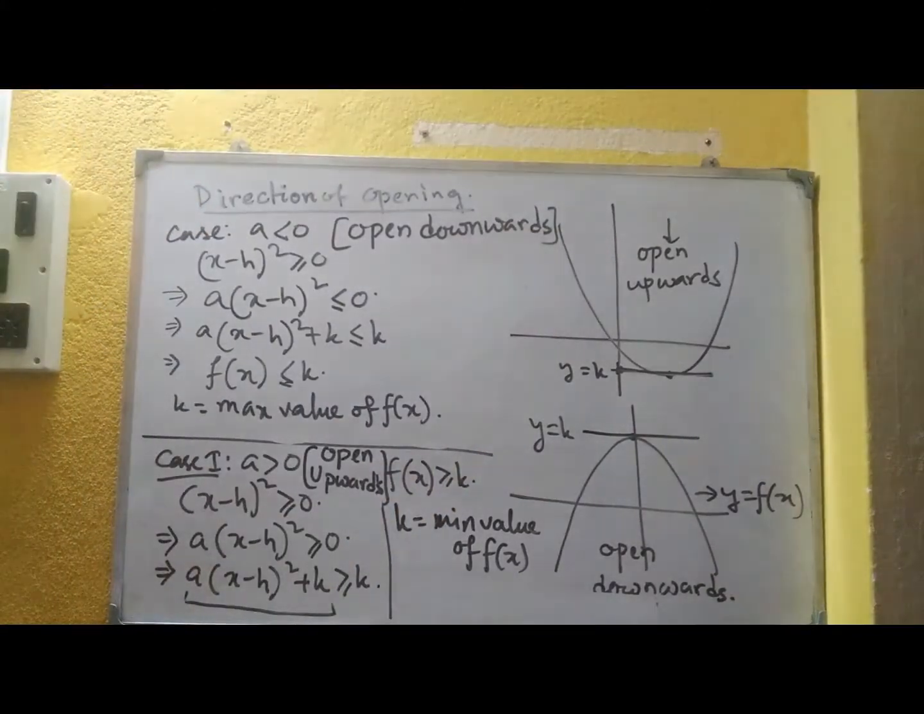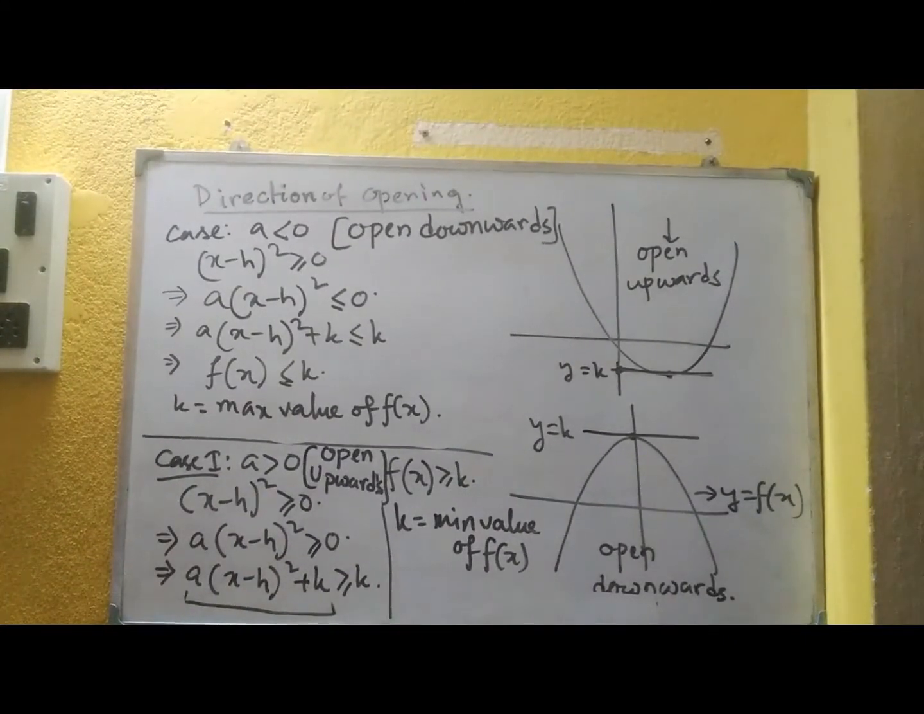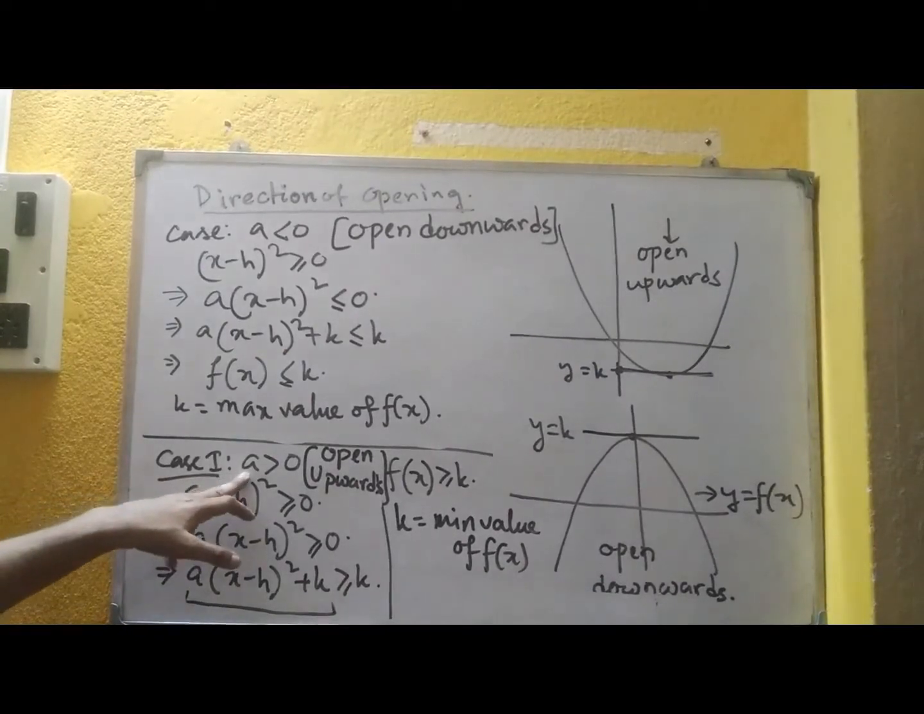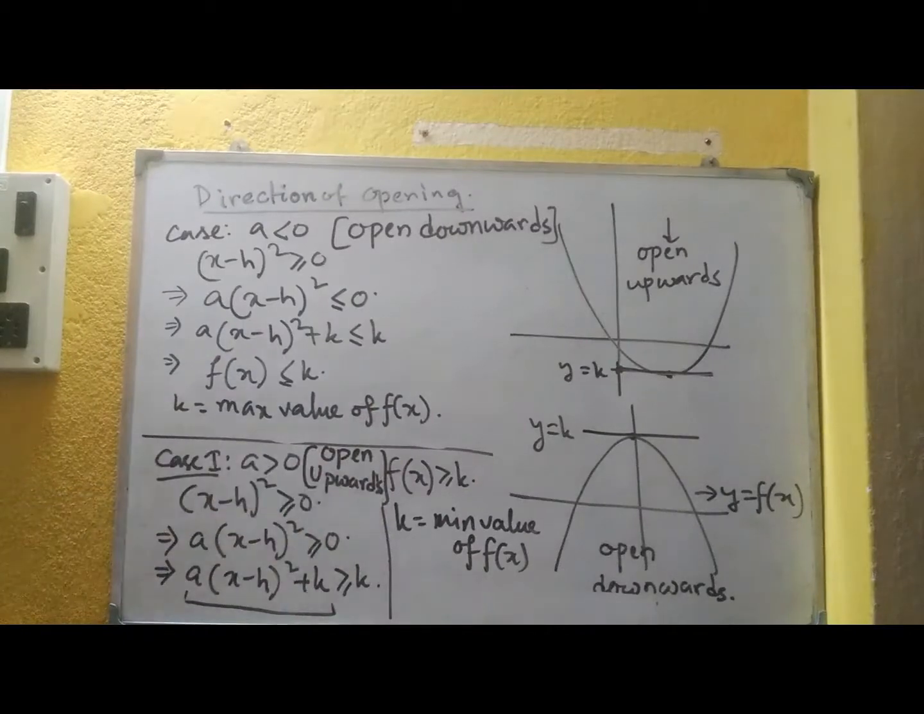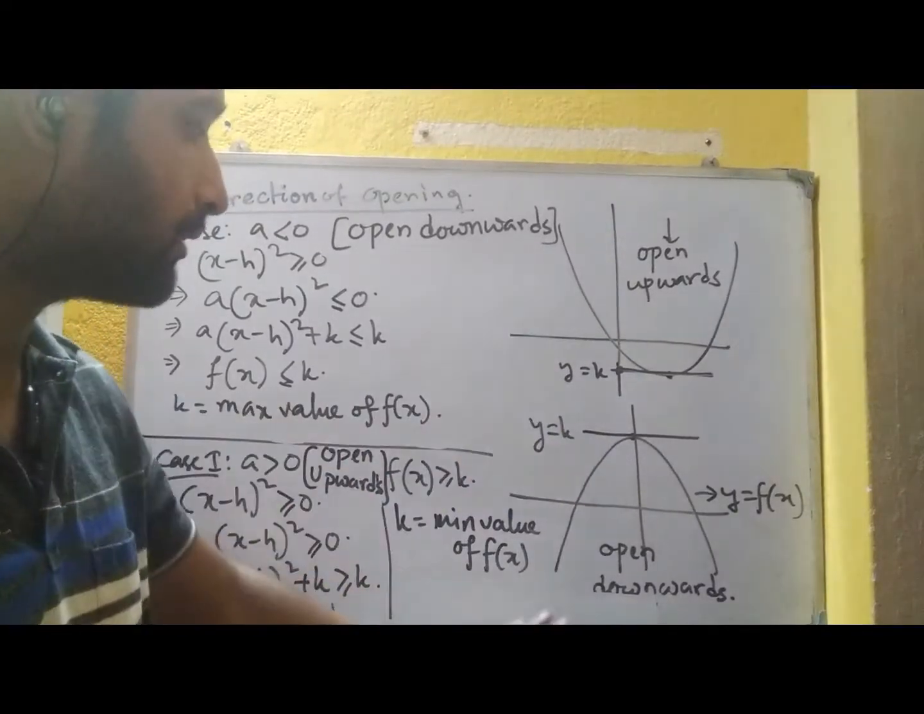So this is the explanation why it is open upwards when a is greater than 0, and why it is open downwards when a is less than 0. So this is the idea of direction of opening. If you can understand this, then by only seeing the coefficient of x square, that is a, you can decide in which way the graph will be drawn. Either it is open upwards or it is open downwards.